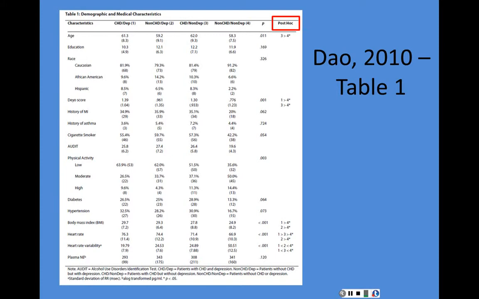And then the last column is called post hoc. And as you know, the p-value is from the analysis of variance, and the post hoc test tells you specifically which groups are different. And so in this column, they are telling you specifically which group was different from which. And they tell you that in the post hoc column. So this is the Dow article.